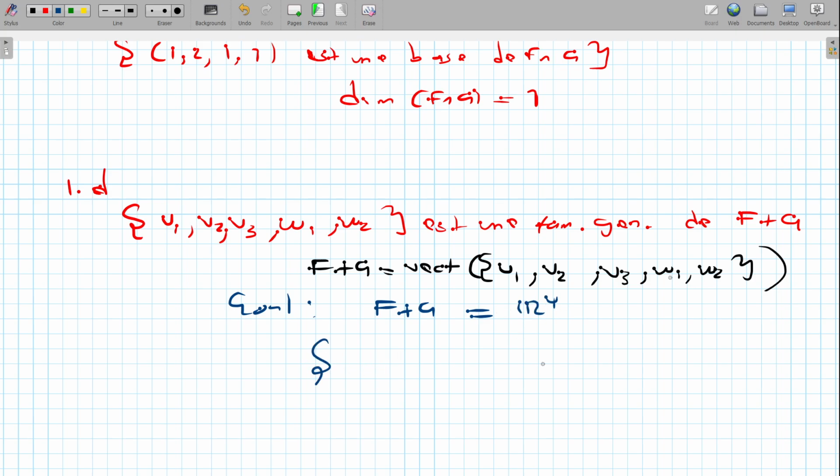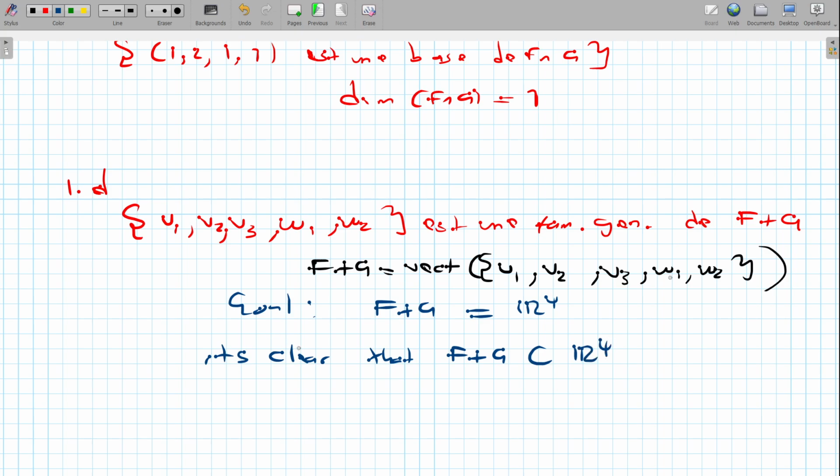Now, in linear algebra, all we have to do is show one single inclusion, and then we look at the dimensions. We check if the dimensions are equal. Then the two spaces are going to be equal. So let's look at one inclusion. It's clear that F plus G is included in R4.